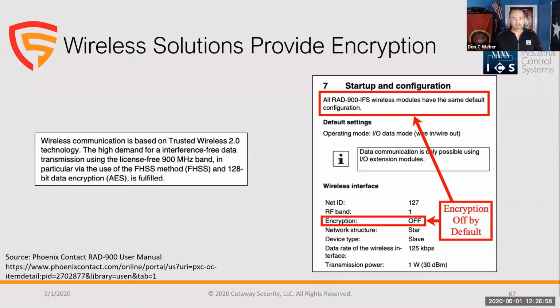There's mesh networking, there's star topology, there's point-to-point. They don't know how you're going to implement things, and doing encryption within each one of those methods takes some special configuration. So it is up to the implementers, it is up to the customers to turn on that encryption. And as you can see, encryption is turned off by default for most of the vendors.